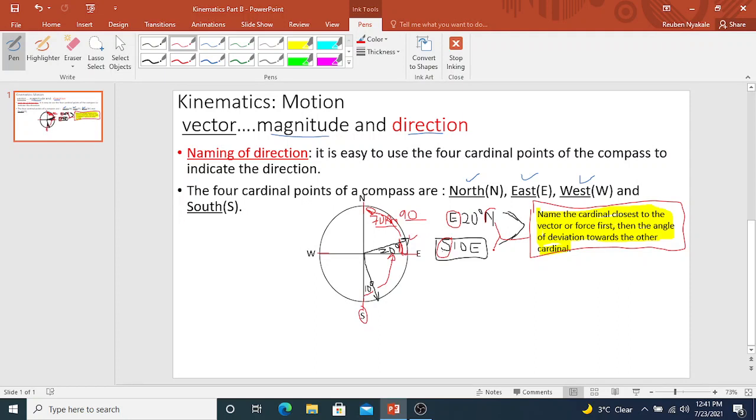Now, we will look at how to calculate the magnitude and how to calculate the direction. On this one, I was just dealing with the naming of direction when coming to kinematics.